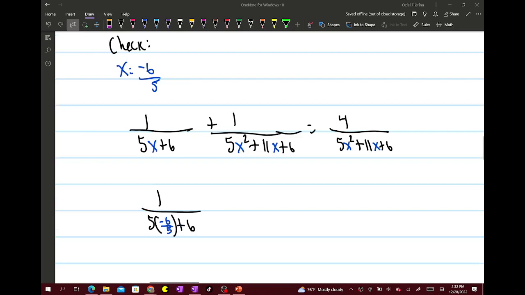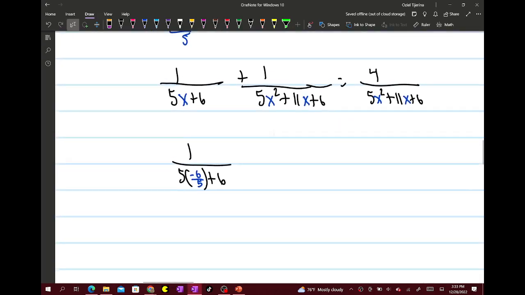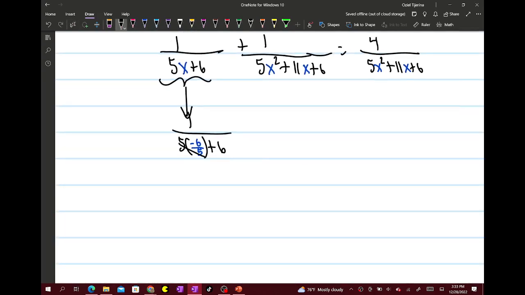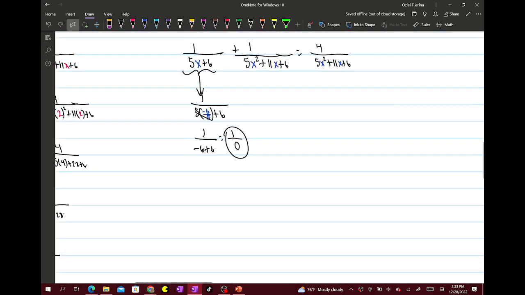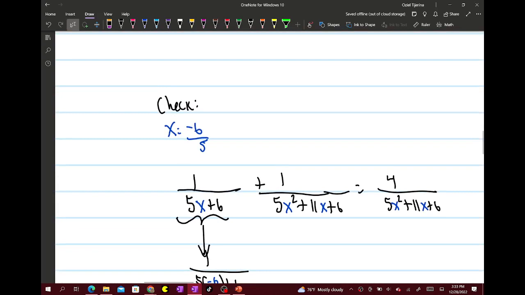So the reason why I didn't write the whole thing is because, basically, here's what happens when we check for x equals negative 6 over 5. When I do this first one here, this cancels out. This becomes 1 over negative 6 plus 6, which gives me 1 over 0. When you're checking your solutions, you never want a 1 over 0. If you do end up with something like that in the first part, like in the beginning of checking your answer, then that means that the answer is extraneous. So this one is extraneous. It's an extraneous solution.